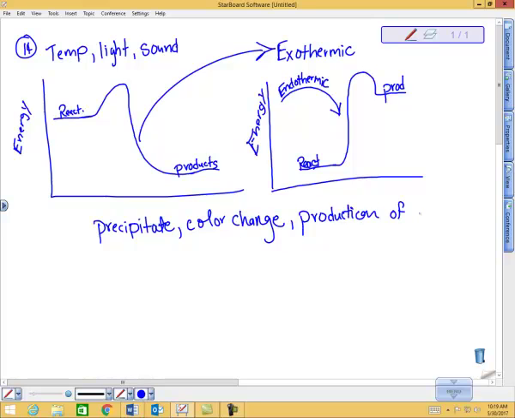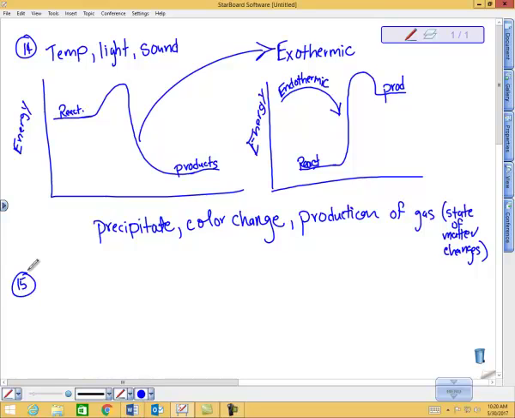Production of gas or state changes. State of matter changes. But be very careful because freezing and boiling and things like that are physical processes, not chemical. All right, that's a very thorough list. Let's keep going.